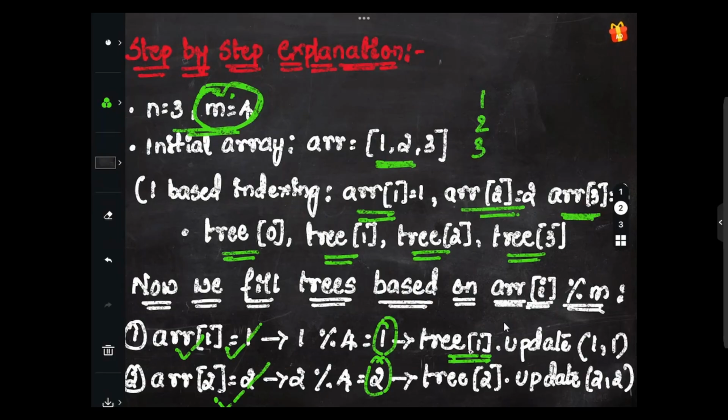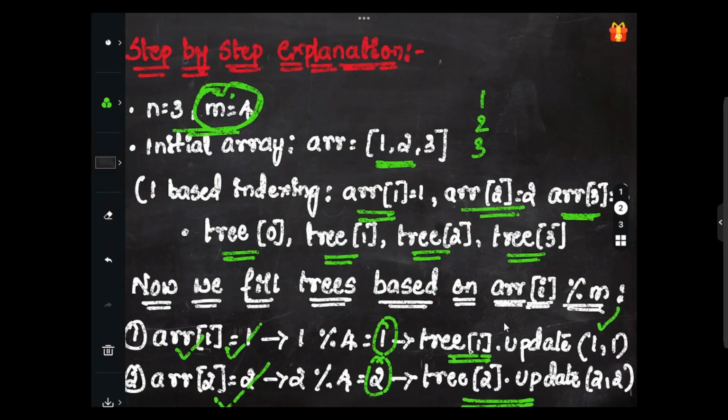Again, as we are making use of the BIT, we will be going with the update method. Here we need the update as well as the query. These two methods are required, and build is not required. Let's see further: tree of 2 dot update.